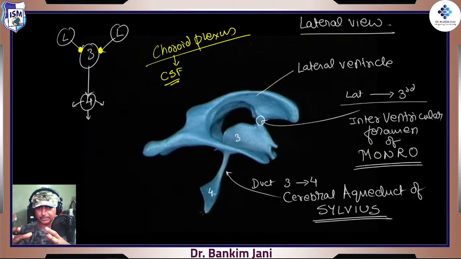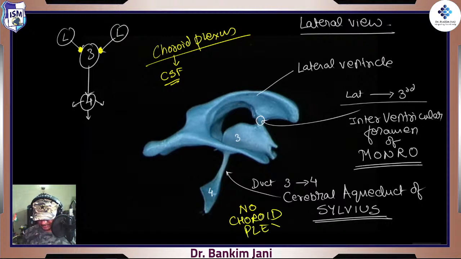Third ventricle produces CSF. Spinal cord, right? Over there also, there are these choroid plexus, right? Ependymal cells, they will produce CSF, except the cerebral aqueduct of Sylvius, right? In this, there is no choroid plexus. So do remember this, right? That there is no choroid plexus. Okay.